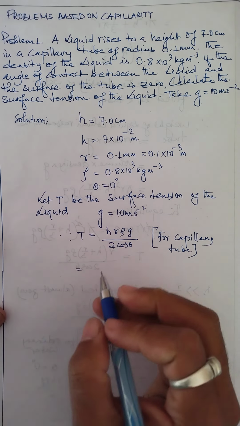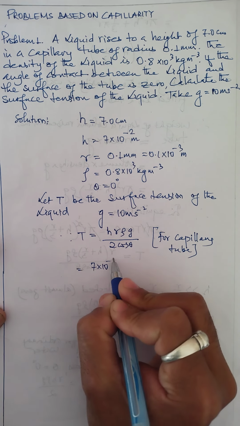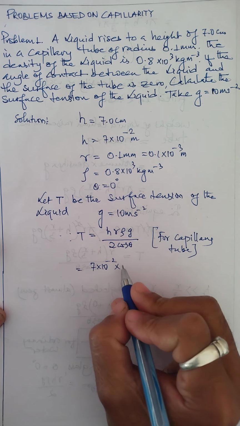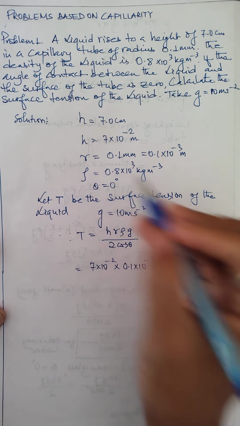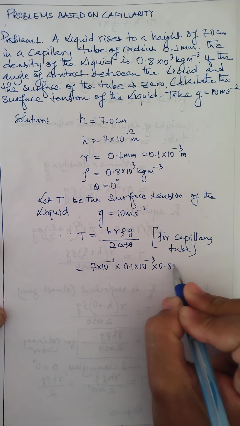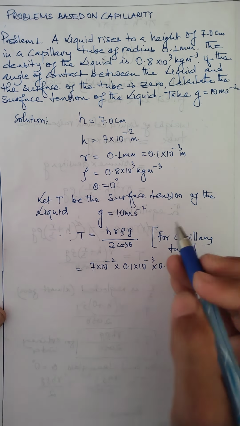So let's substitute the values and calculate the surface tension. h, the height, is 7 into 10 to the minus 2. The radius is 0.1 into 10 to the minus 3. The density of the liquid is 0.8 into 10 to the power 3, and the value of g is also given, that is 10.